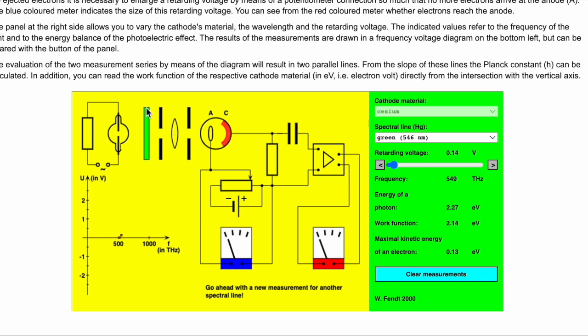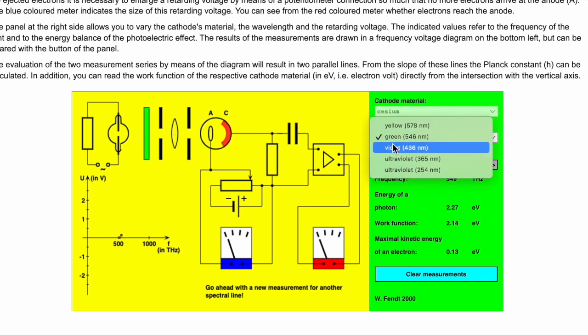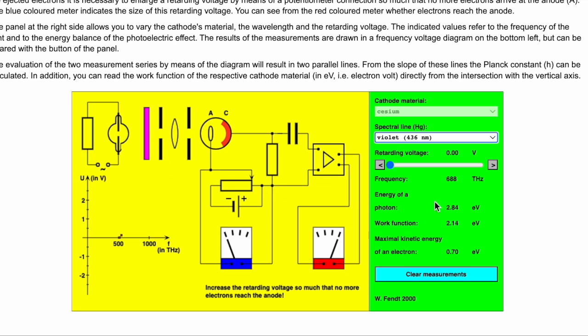And so now let's change this spectral line to violet. And then let's increase and see what's happening with the voltage and the frequency here. Let's increase it until we get another point there, at a specific frequency. We can see another point there.